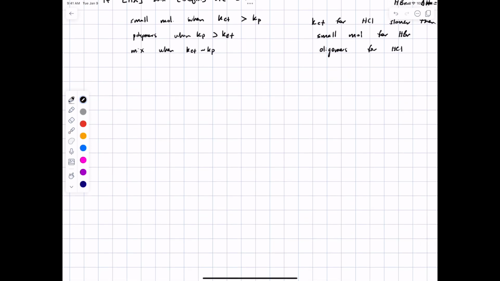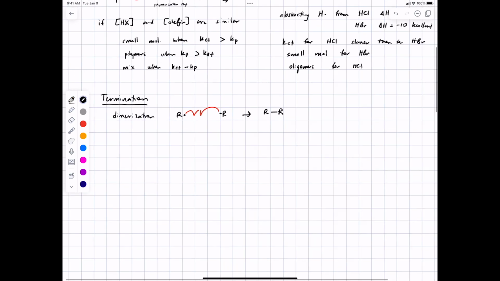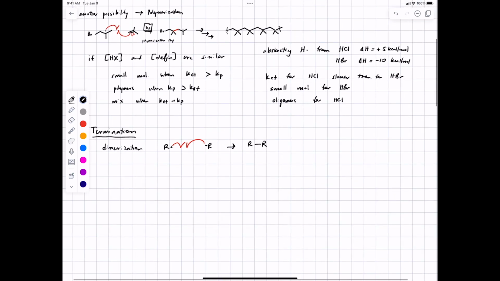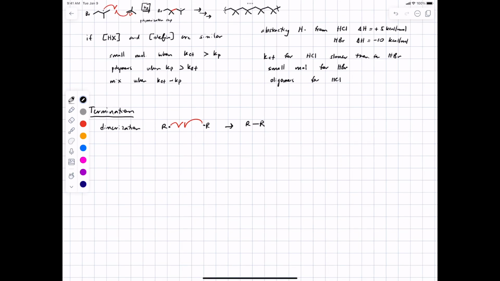Termination is how these reactions come to a close. Termination steps are relatively rare. You can terminate via what's called dimerization, where one radical finds another, and that could be two of the carbon-centered radicals. And so you make a small amount of, say, an undesired product.